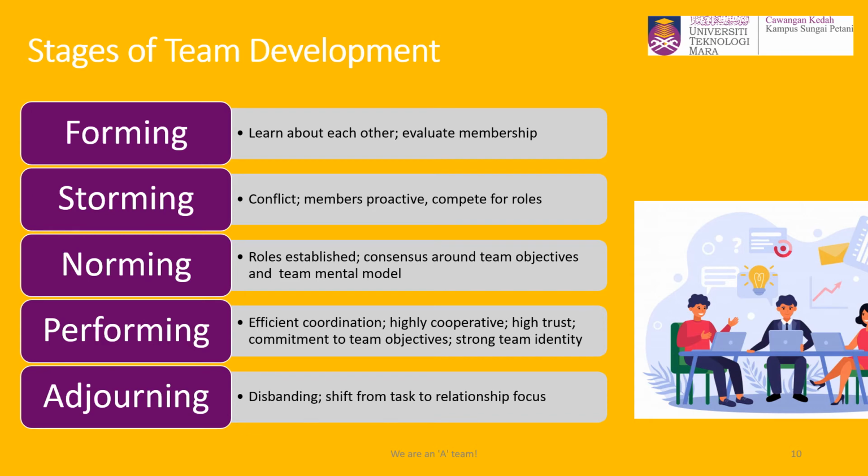The fourth stage is performing. Under performing, there's a high level of cohesion and trust between team members. Team members have learned to efficiently coordinate and resolve conflicts if there are any. And the last one is adjourning. Adjourning is basically when a team completes their project and debriefs on what went well and what could be improved for future projects.